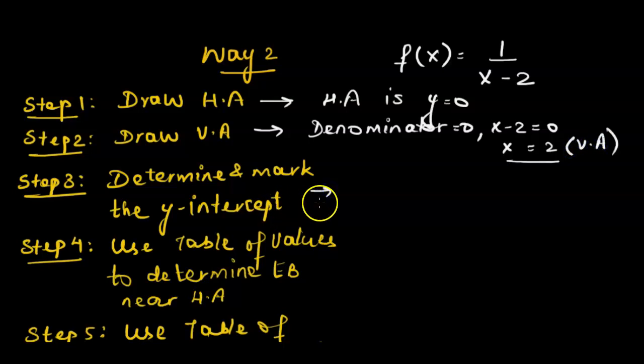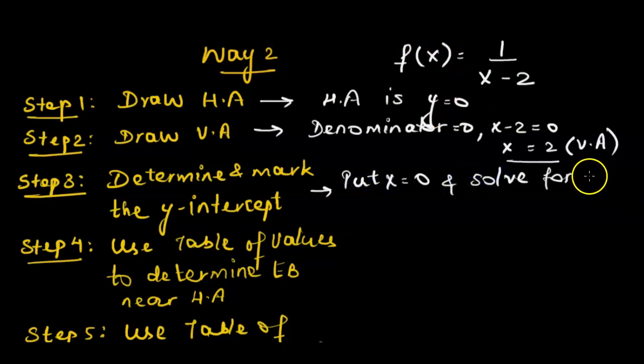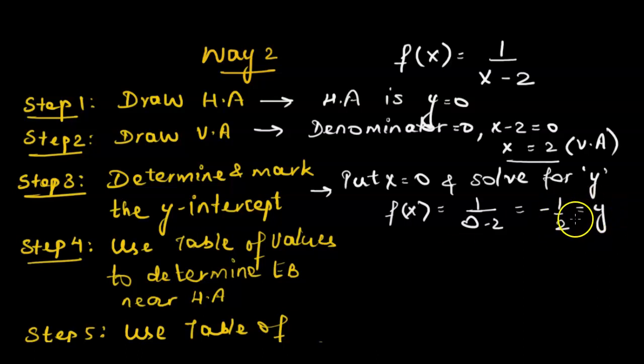To determine the y-intercept, all we have to do is put x equal to 0 and solve for y. In this case, y is f(x), so basically we are solving for f(x). Therefore, f(x) would be equal to 1 over 0 minus 2. 0 minus 2 is negative 2, which gives minus 1 over 2. And that's the value of the y-intercept.